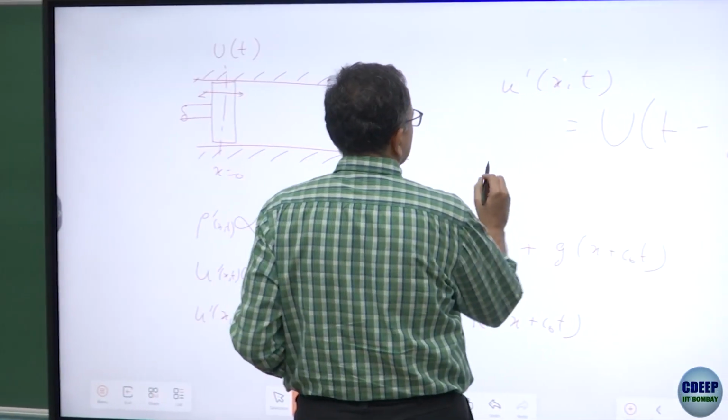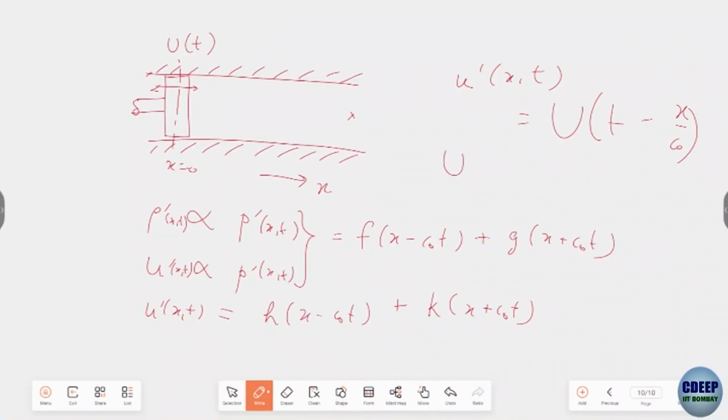Now what we are going to do is write stylistically that u of t is equal to u prime at t minus so. The other idea is that the fluid medium that is interfacing with this piston is going to have the same motion as the piston. Why not? There is no vacuum in there. So whatever fluid particles are there are going to have the same motion as this piston.